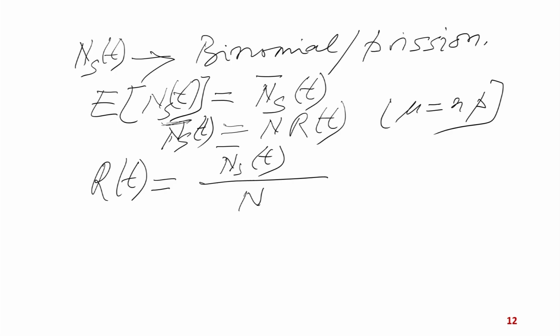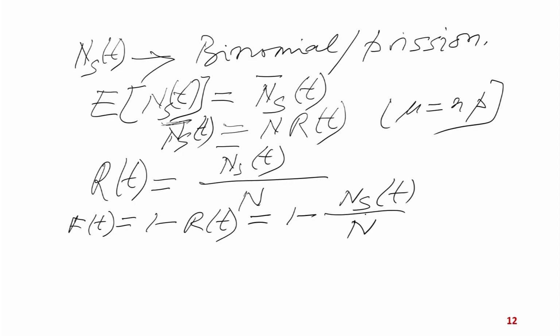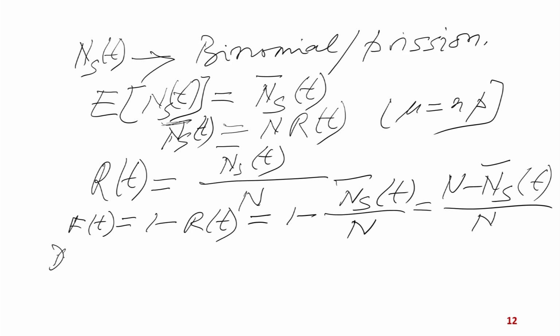Now, before we differentiate, I will write f t. So, what is f t? F t is equal to 1 minus R t. So, this will become 1 minus n s t by n, which will be equal to n minus n s t divided by n. Okay. So, now if I differentiate this, differentiating F t will give me the probability density function of the failure.